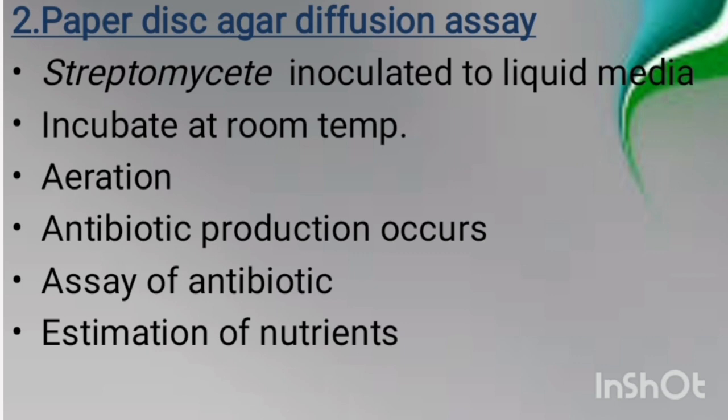There are some tests required to carry out: checking for contamination, checking the pH, estimation of nutrients, and assay of antibiotic. The results are plotted to determine which medium is best for antibiotic production. So these are the methods used for secondary screening.